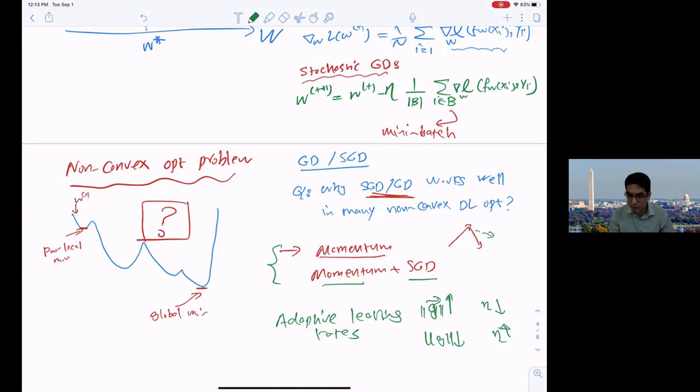Some of the interesting algorithms here are RMSprop and Adam, which is basically the combination of RMSprop with momentum with some changes. Unfortunately, we don't have time to go into the details, so you can take a look at some of these concepts. These are very practical solvers for deep learning optimizations. Right. So let me see if there are some questions.